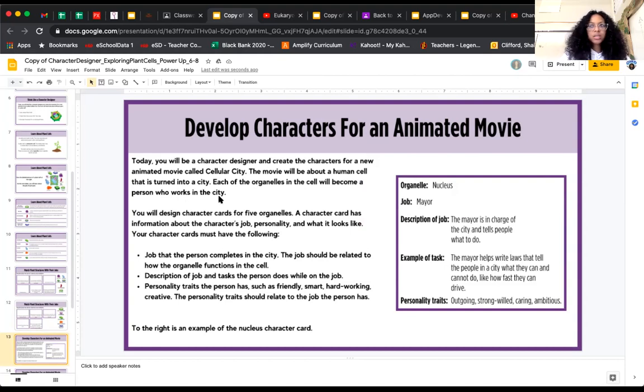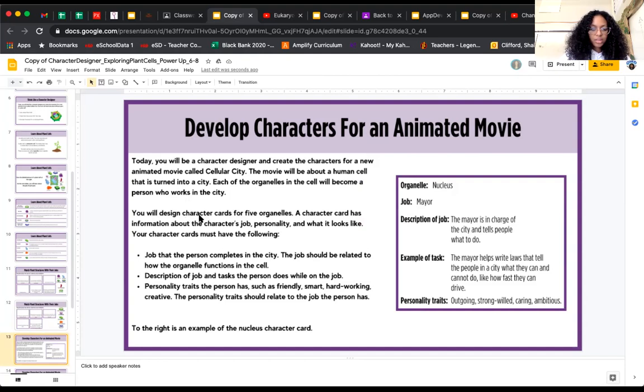Kind of like B movie, or like I said, Osmosis Jones. You're going to give each of the organelles a personality, if that makes sense. So you kind of give them, personify them, give them human characteristics, but make sure that they are staying true to their job as a plant cell organelle.